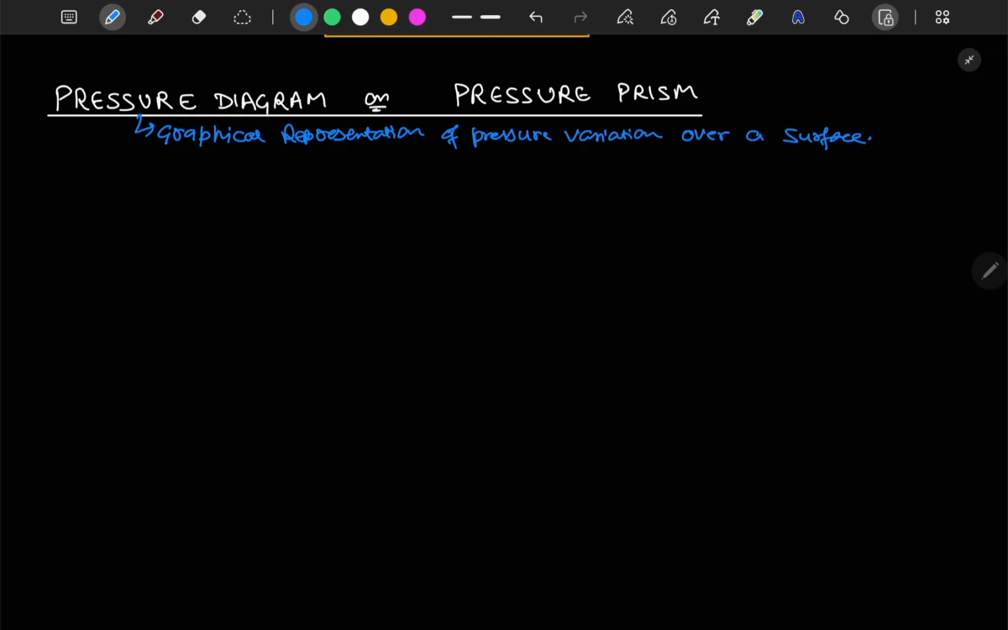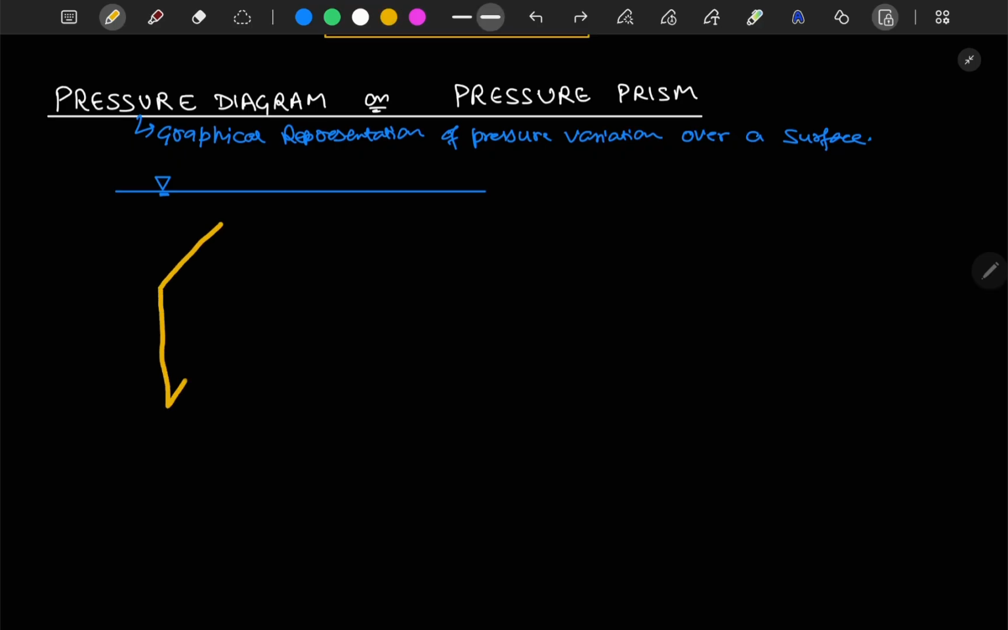Okay, so let's consider that this is your free surface line, and we have some surface here. Let's say this is your surface, and if I want to draw the pressure variation here, or not like this, let me draw it like this. So this here is your surface.